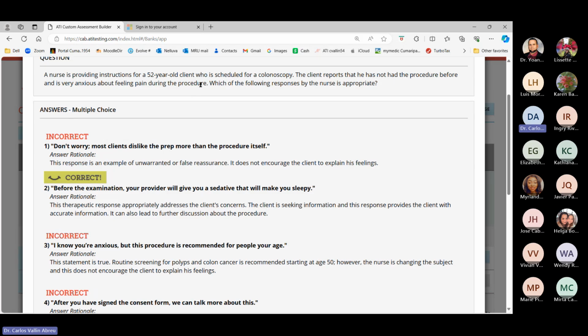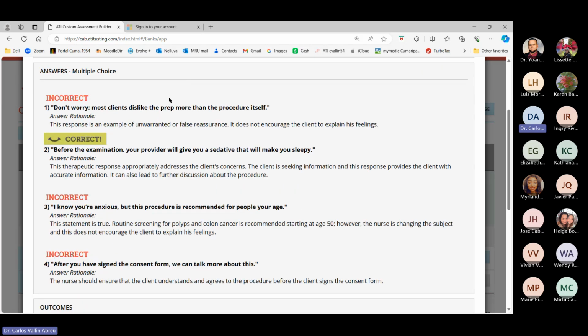"You won't feel pain because you are going to be sleeping." You are going to be totally sleeping. "Don't worry." This is disqualified. Never say that. This is called false reassurance and ignores the client's concerns. Never, when you see that, it is disqualified. No, simple, doesn't work. Don't worry.